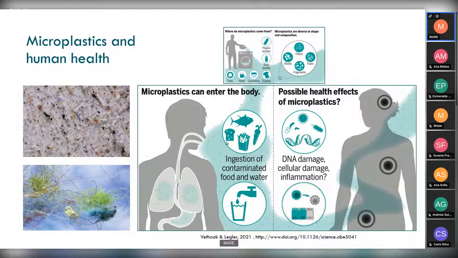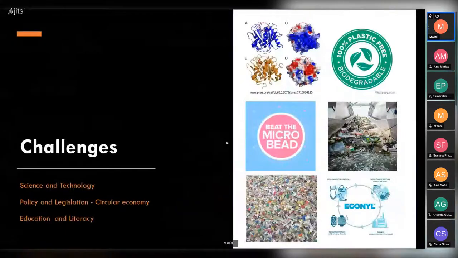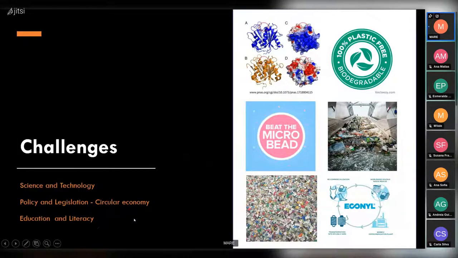That's the next step. This is a prediction for 2060. We're going to get three times more plastic in the business-as-usual scenario, of course. If nothing is done, this is going to be really bad. Then we have many challenges, which I just chose as science and technology, policy and legislation, circular economy, which is now very popular, and education and literacy.